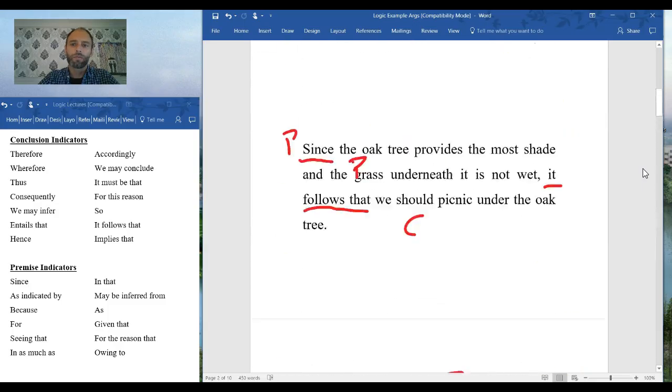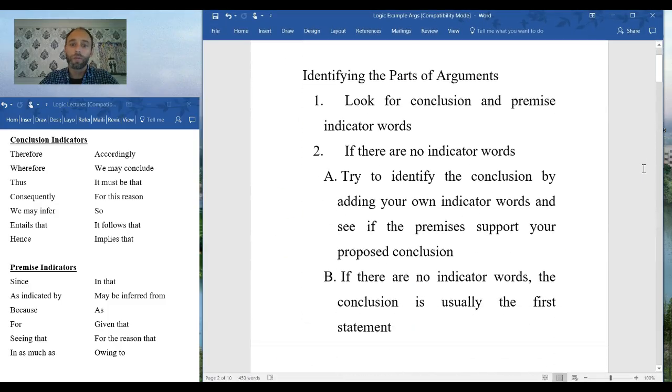All right, now just to review what we've learned about how to identify the parts of arguments. First, the first step you should make, look for conclusion and premise indicator words. As we've seen, those are really handy in identifying the various parts of an argument. If you can find even one indicator word, you can often figure out all the different parts of the argument and how they relate to one another.